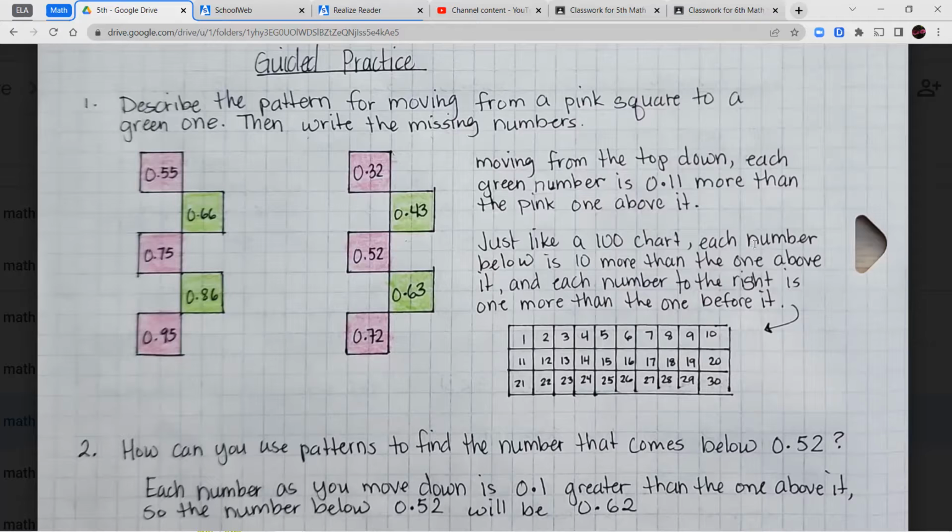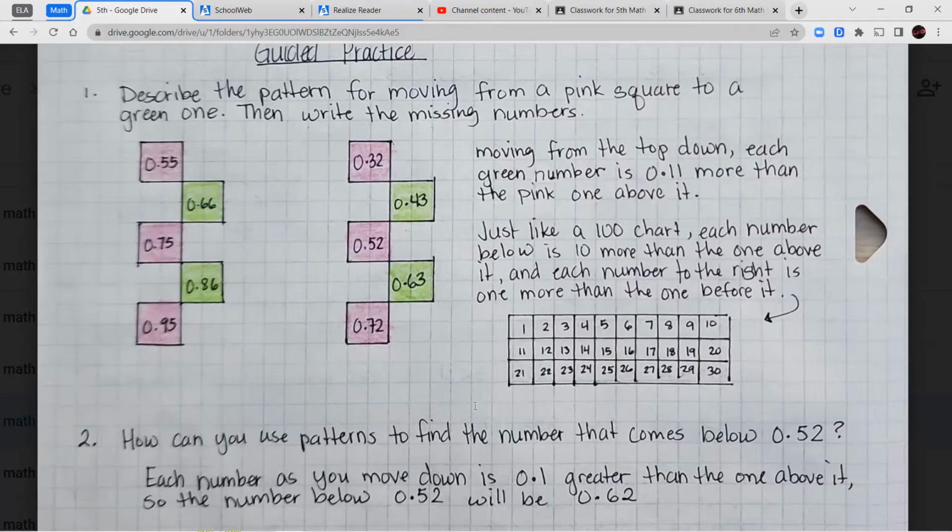Just like a hundreds chart, each number below it is 10 more than the one above it, and each number to the right is 1 more than the one before it. So if I was going from 1 to 12, I'm adding 10 plus 1 more. 1 plus 10 is 11, plus 1 more is 12. If I'm going from 12 to 23, I'm adding 10 plus 1 more, so I'm adding 11.